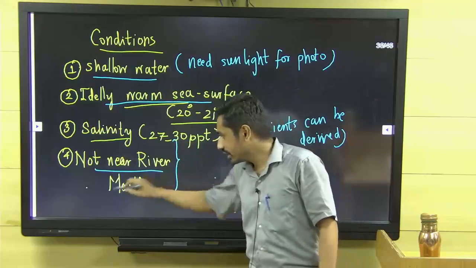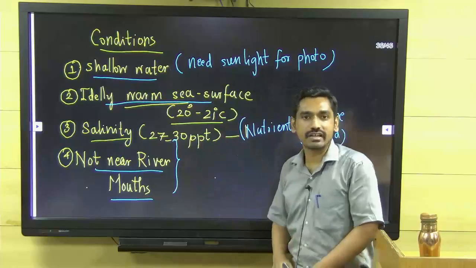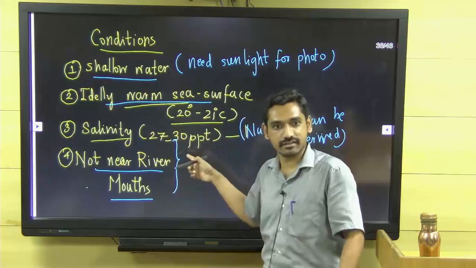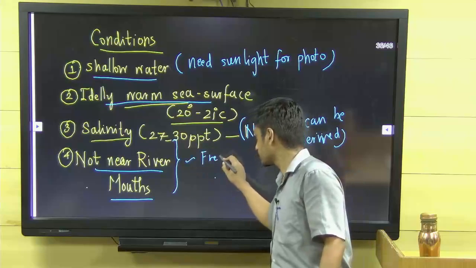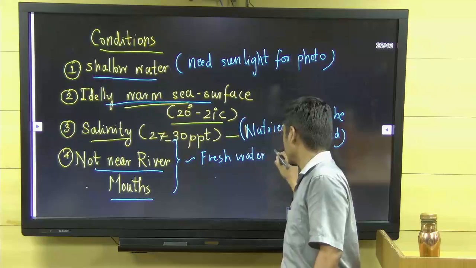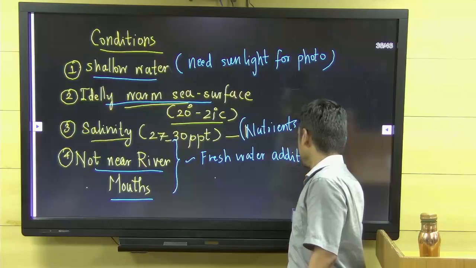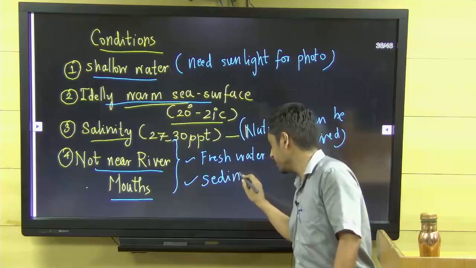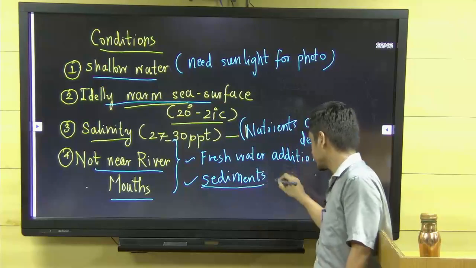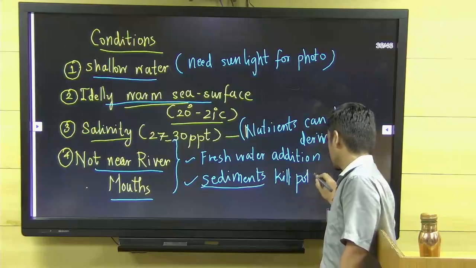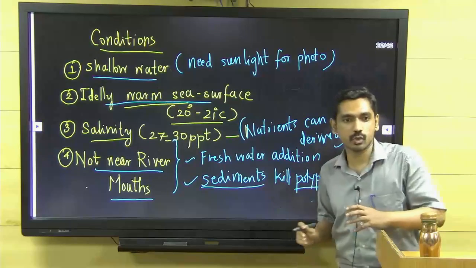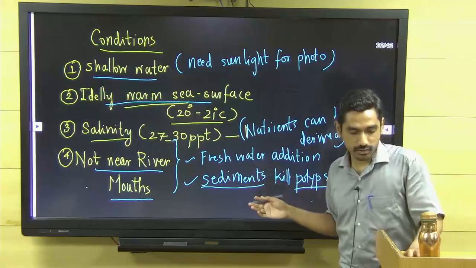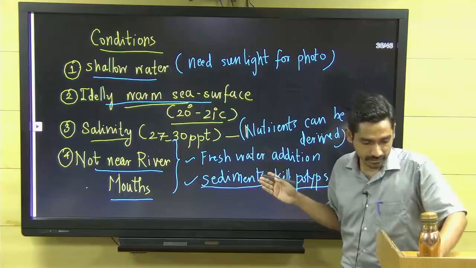Last one, not near river mouths. Relate with condition 3, you'll get the answer. River mouths will pour in too much fresh water. Fresh water addition will decrease salinity. Last reason, rivers bring in too many sediments. Sediments kill polyps, because so many sand particles, so many silt particles will come. Is it clear? They will block the tentacles of the corals. Once you block the tentacles, it will slowly die. Is it clear?